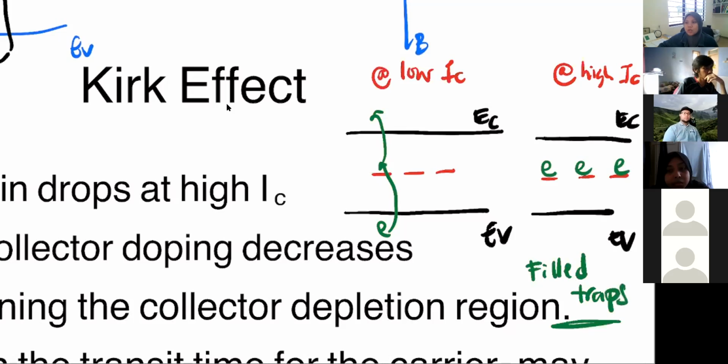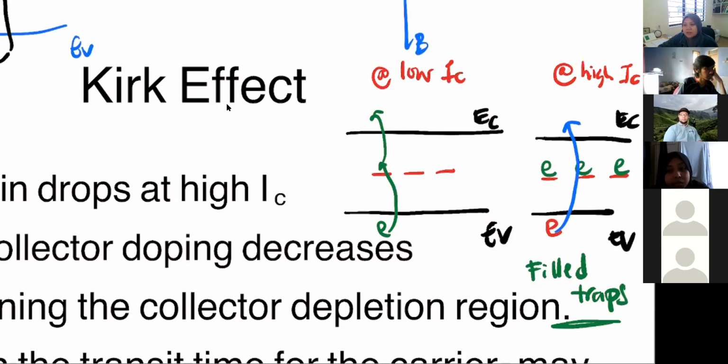What does it do? Basically, a trap is like a hole. But this trap is being filled. There are carriers inside the trap, so the trap no longer behaves like a trap, because it is already full. So for this one, the electron here cannot go to the trap. So the electron will need to go directly like that.